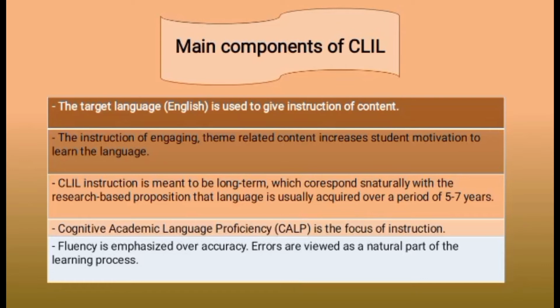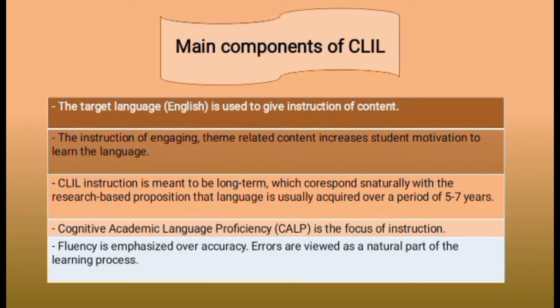Cognitive Academic Language Proficiency, or CALP, is the focus of instruction. Fluency is emphasized over accuracy. Errors are viewed as a natural part of the learning process.